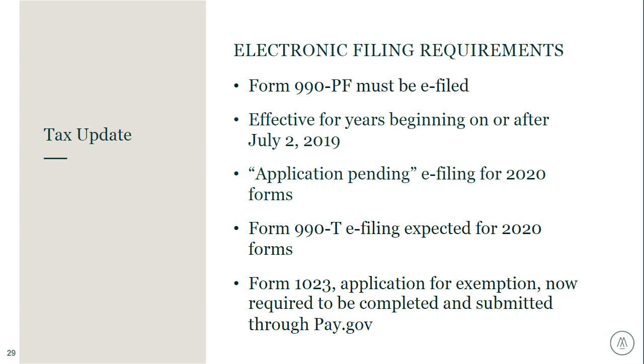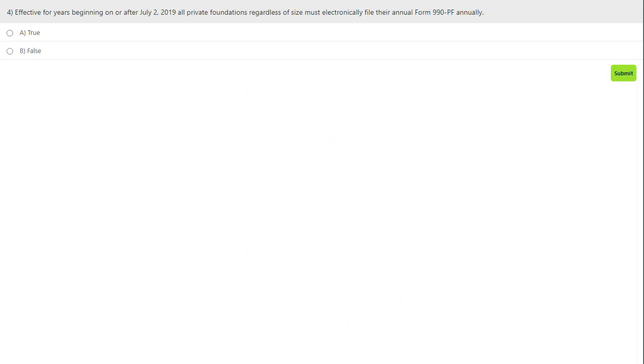All right, Amy, we have another polling question. All right, so our next polling question is, effective for years beginning on or after July 2nd, 2019, all private foundations, regardless of size, must electronically file their annual Form 990-PF annually. A, true, B, false.